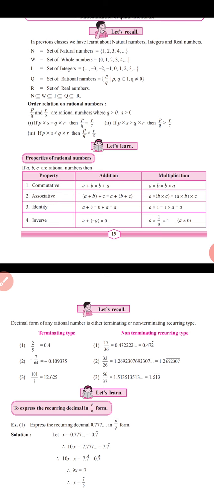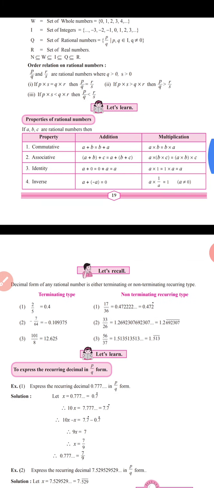In multiplication we get 2 upon 3 into 5 upon 2, that is 2 gets cancelled. 5 upon 3 is the final answer. Also b into a is equal to 5 upon 2 into 2 upon 3, that is 2 again gets cancelled. Answer is 5 upon 3. So here we got the answer. Now again associative property. Next identity property, and next inverse property.